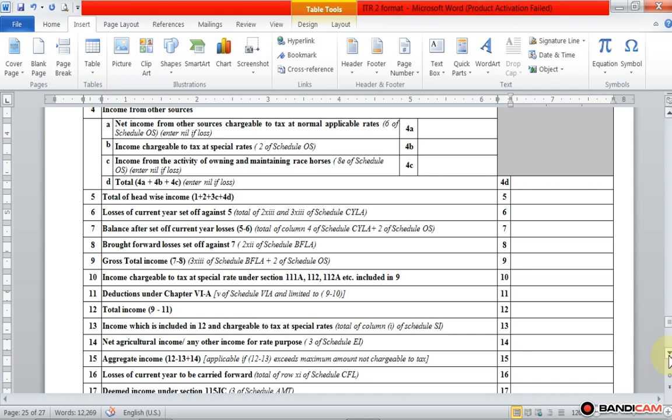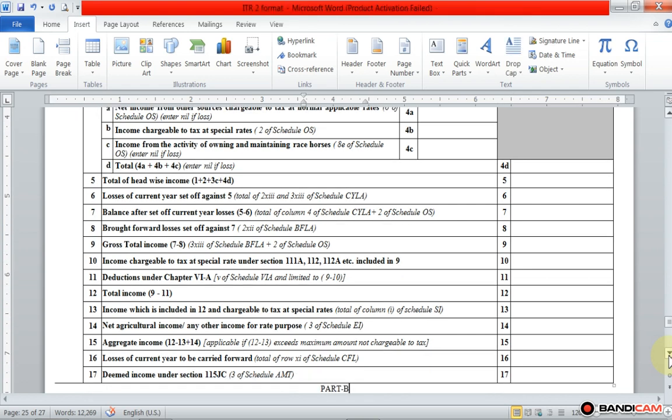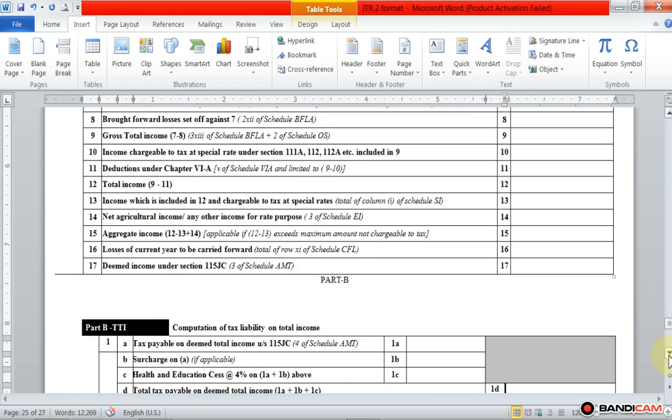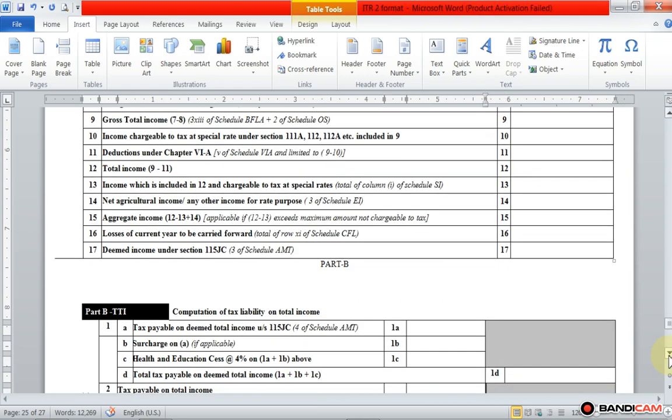Then point 13 is given here, that is income which is included in 12 and chargeable to tax at special rate, total column, that is 1 of Schedule SI, 13. So here we put the figure. Then net agricultural income or any other income for rate purposes, Schedule EI. Aggregate income, loss of current year to be carried forward, deemed income under section 115JC.